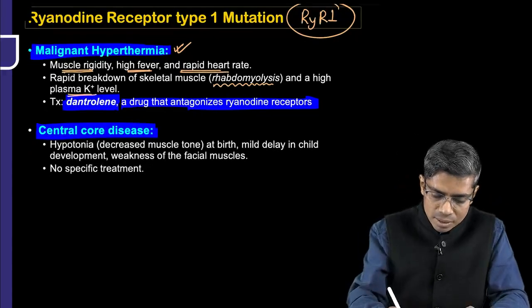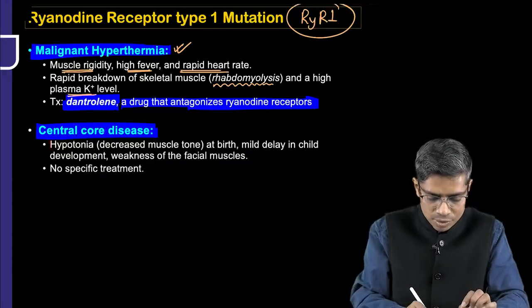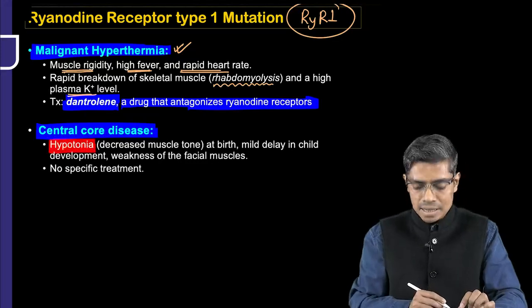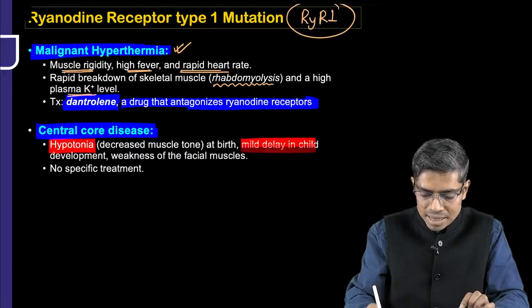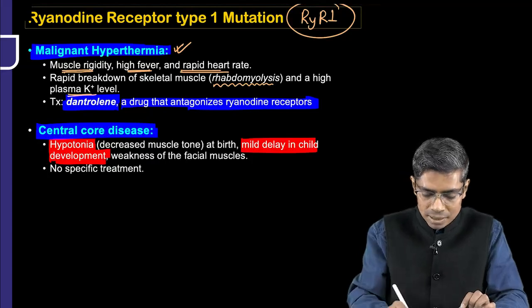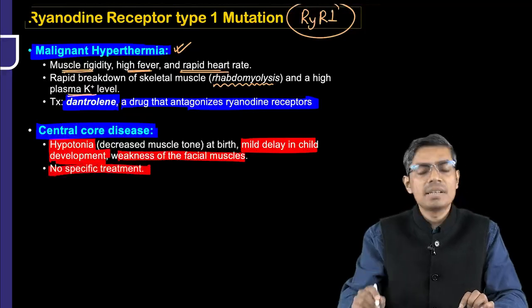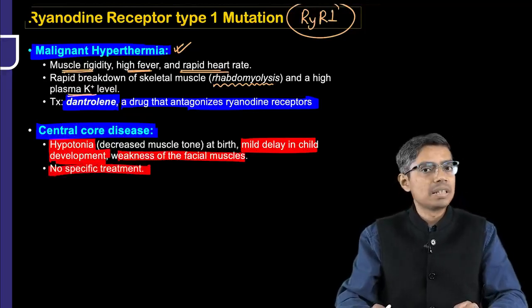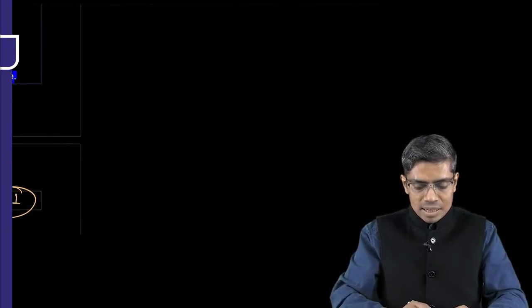If you look at the central core disease, I told you the predominant symptom is weakness. That's why there will be hypotonia, decreased muscle tone, and weakness. So obviously there will be mild delay in development of the children, and weakness of the facial muscles will also be seen. No specific treatment is there for central core disease. Right? So this is about RyR channel mutation.